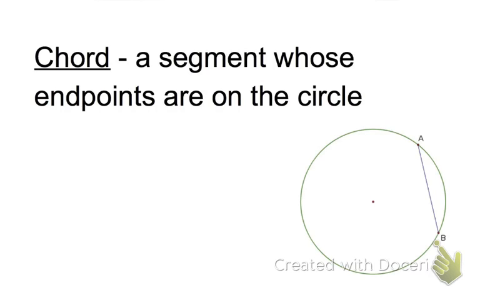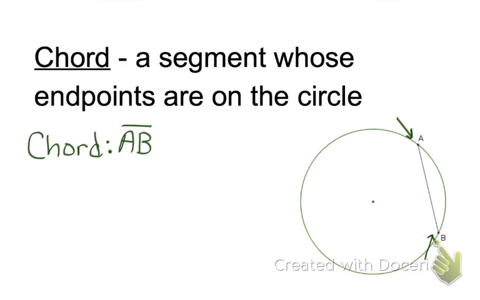A chord is a segment whose endpoints are on the circle. So as we can tell right here, we have one endpoint which is on the circle, which is A, and we have another endpoint on the circle, which is B. So similar to the radius, I'm going to name the chord the same way. So this chord would be AB with the segment bar on top of it.